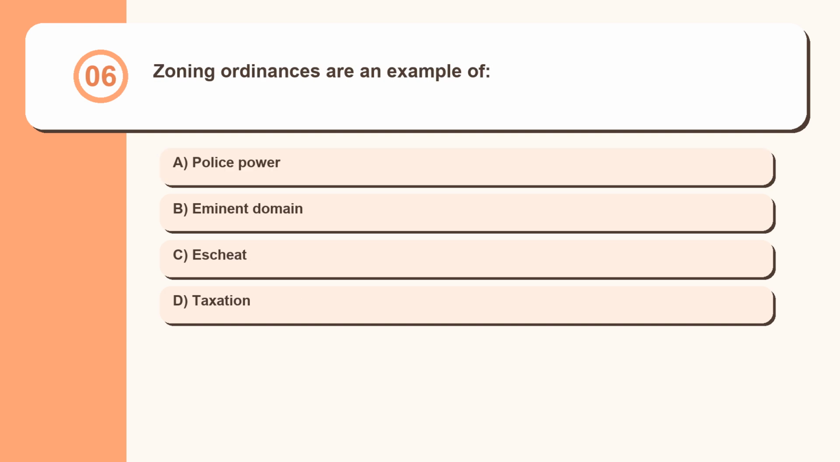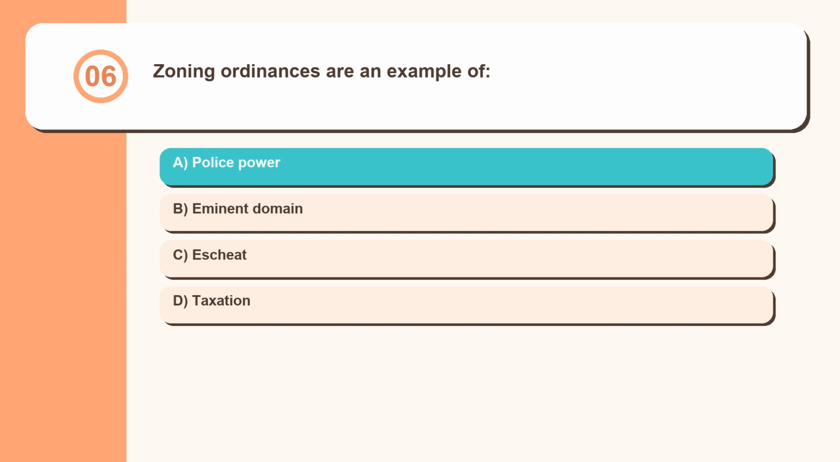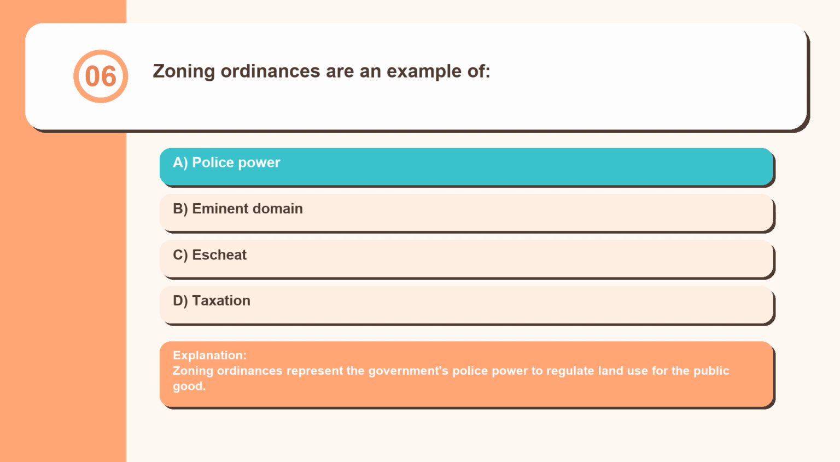Question 6. Zoning ordinances are an example of police power, eminent domain, escheat, taxation. Zoning ordinances represent the government's police power to regulate land use for the public good.